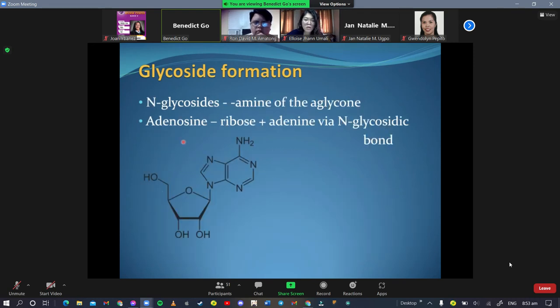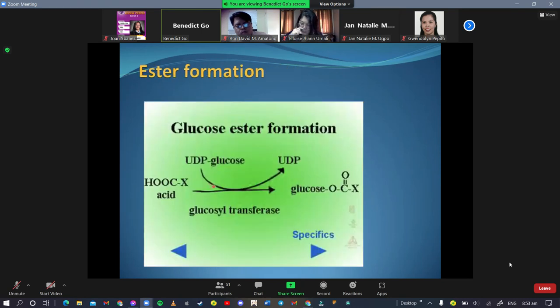You can also have N-glycosidic bonds wherein the amine of the aglycone is involved. A very good example is adenosine. You already studied this when you studied nucleosides. The ribose here, a 5-carbon sugar, is linked to adenine via an N-glycosidic bond right here. So you have O-glycosides, you have N-glycosides. By the way, these are reactions involving carbohydrates.